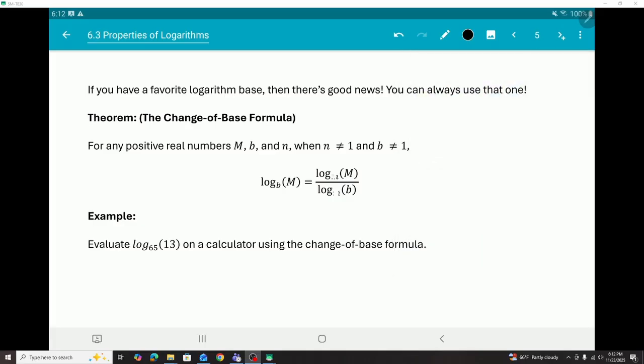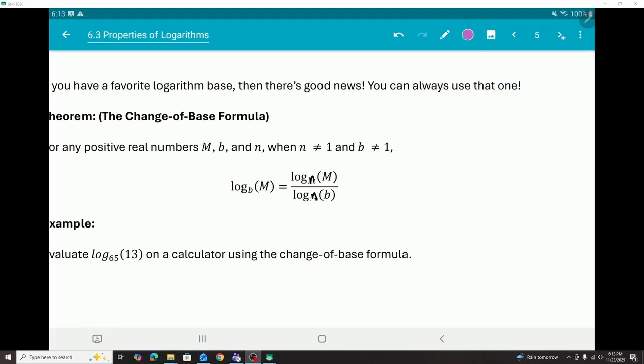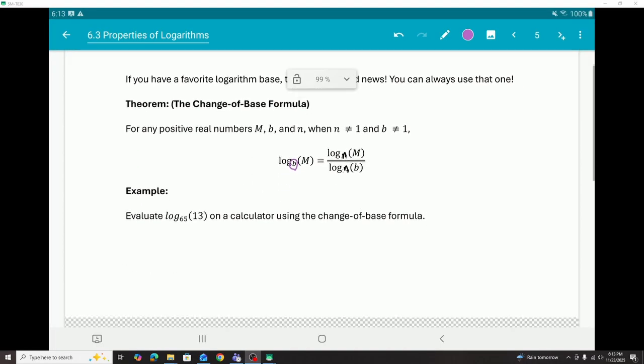So for any numbers like that, if you have some base b, but you would rather this be in base n, then log base b of m, this base you want to go to, is the log base n of big M divided by log base n of the new base you want to convert to. So all you have to do to get from one log to another, from one base to another, is to just divide by the log of the old base of the new number, just like this formula says.